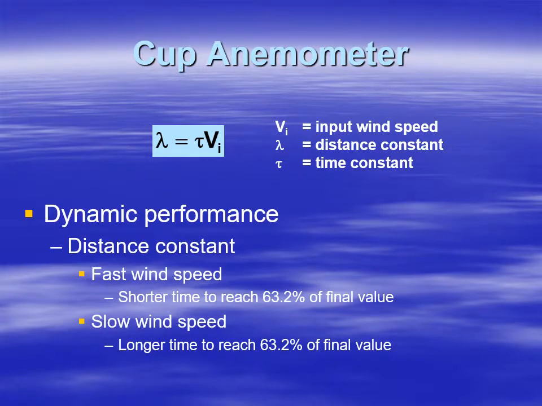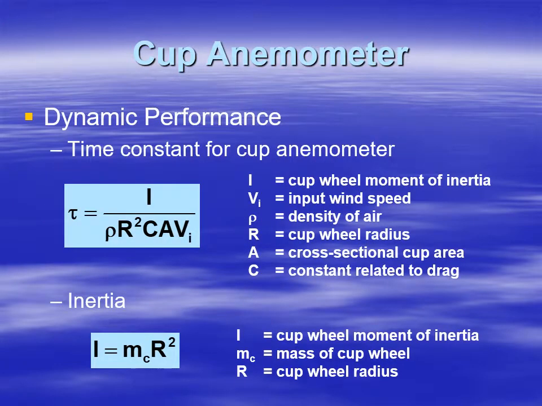So as I mentioned, for a faster wind speed, you have a shorter time to reach tau, and for a slow wind speed, you have a longer time to reach tau. So here is your equation for time constant.